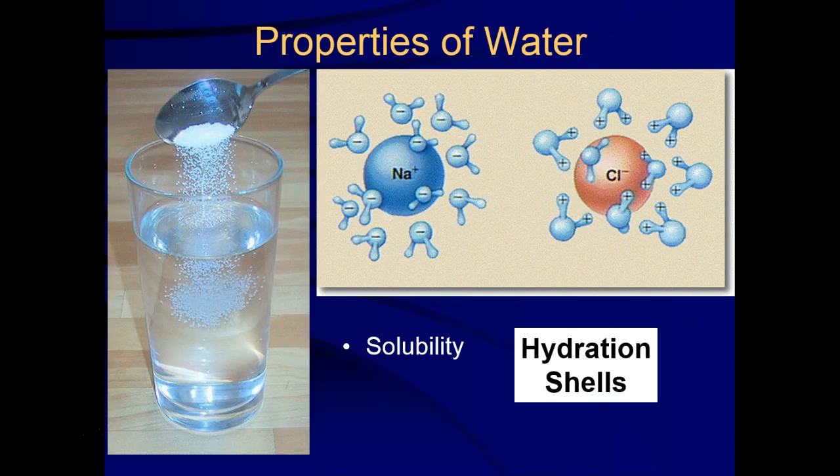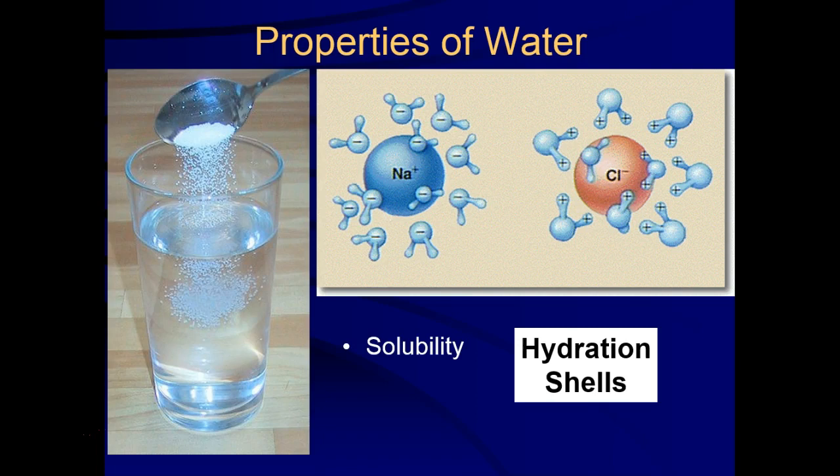Same with the chloride ion. It has a negative charge, so it's the hydrogen side, and you can see all the little hydrogen sides bonding to it. It completely surrounds these two ions. So when you have salt water, that's what you have. You have all these sodium ions and chloride ions that are surrounded by water, and they form these hydration shells. Remember, hydro just means water, so shells of water.